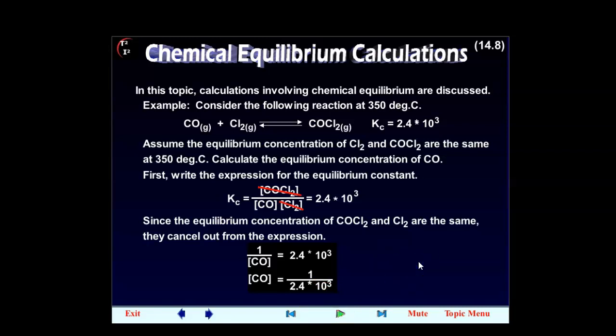All right, any question on this? I guess this is straightforward. All right, let's move on. Remember, you can watch the video again so that you can take down your notes. The concentration of CO is equal to 4.2 times 10 to the negative 4 molar.